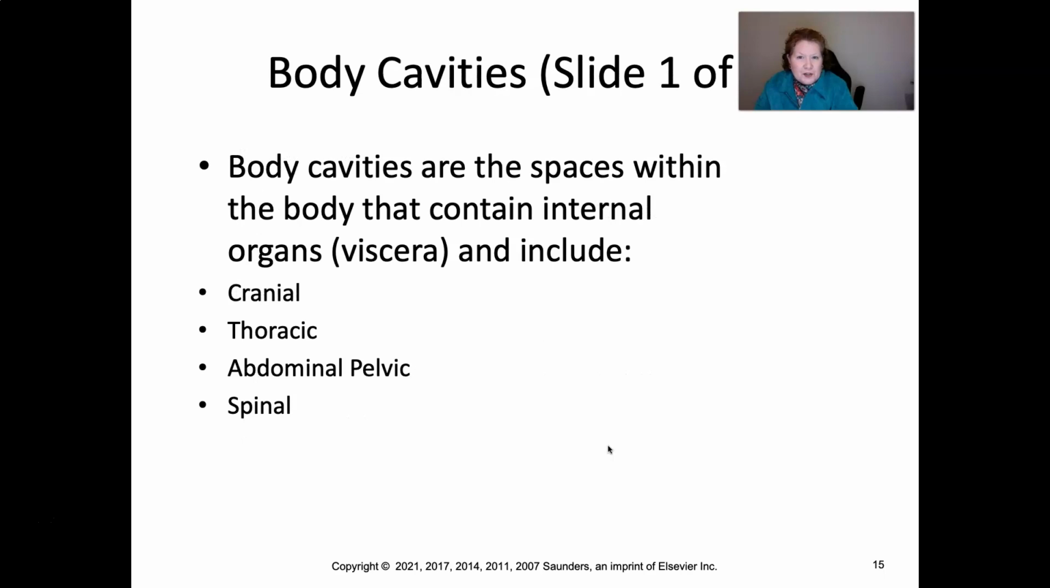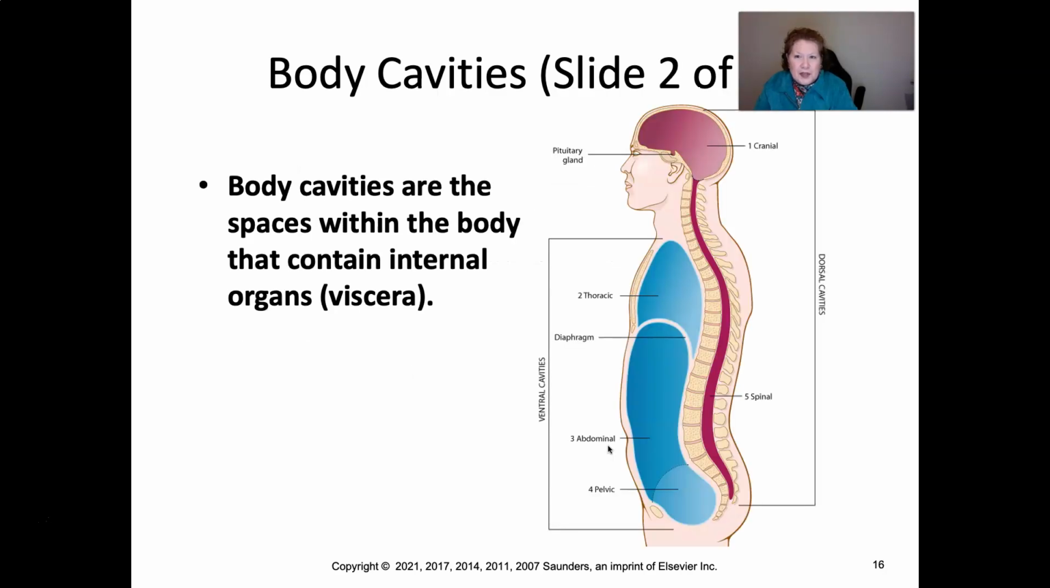So body cavities are the spaces within the body that contain the internal organs, or viscera. So viscera and organs are meant to be the same. So mentally think, internal organs equals viscera. There are 4 basic ones that you're gonna look at: cranial, thoracic, abdominal, pelvic, and spinal. And this is a really good picture to help you mentally think of those body cavities.